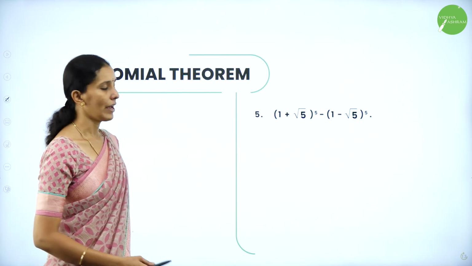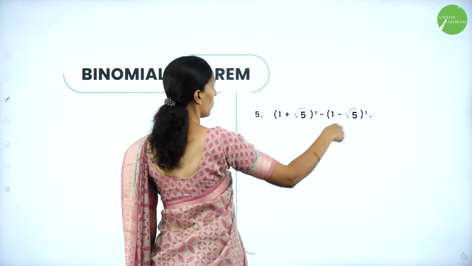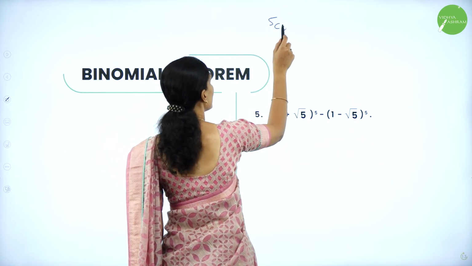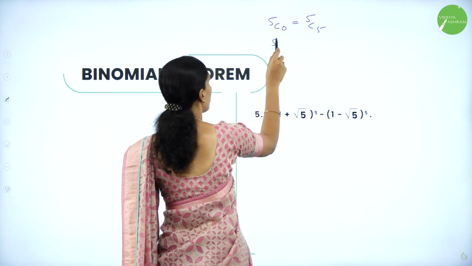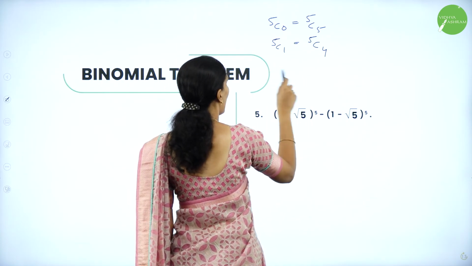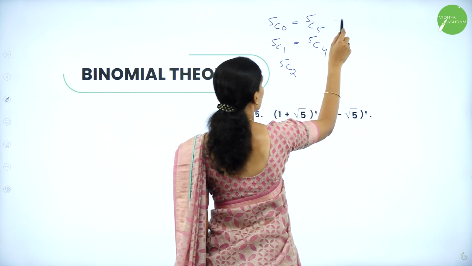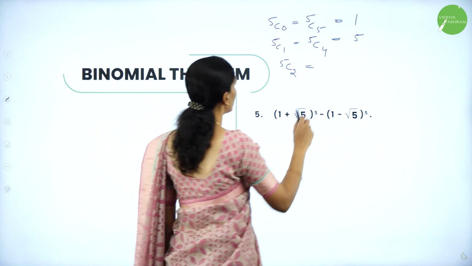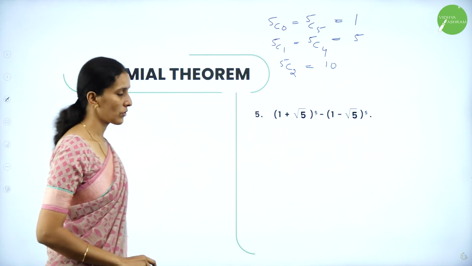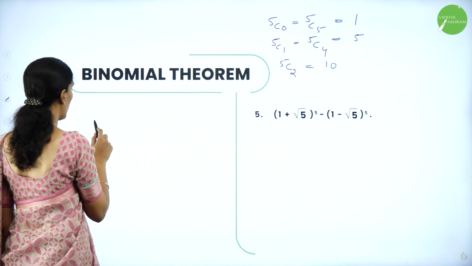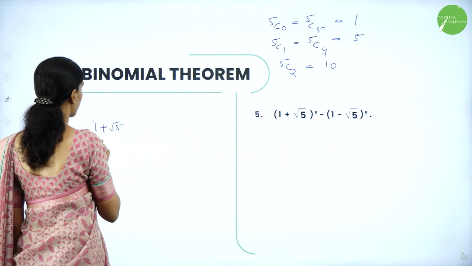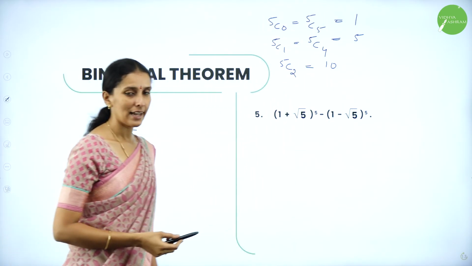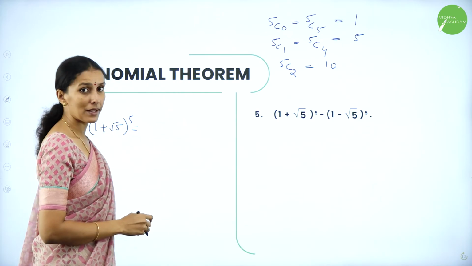1 plus root 5, 1 minus root 5 I have. So before going to 5, just find out the coefficients. Since n is 5, we have 5c0 and 5c5. We have 5c1 and 5c4 and 5c2. So last expansion, 5c2, how much you will get? 10. Remember these values. Let me expand 1 plus root 5 whole power 5. So instead of writing the coefficients in nCr form, I'll just write 1, 5, 10. I'll replace with 1, 5, 10.